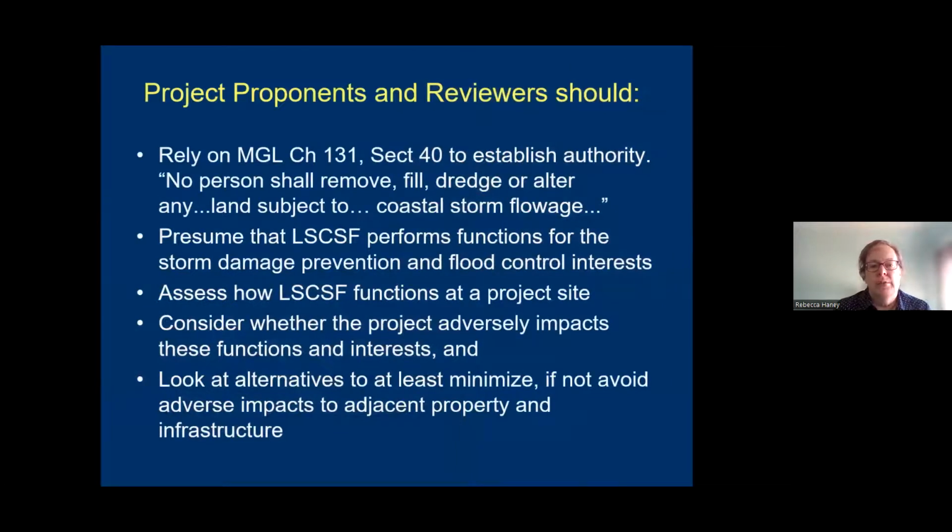So project proponents and reviewers should look at the regulations that establish the authority for land subject to coastal storm flowage as a protected resource area. You need to presume that it is significant to storm damage prevention and flood control, and assess how it functions at the project site. So look at the flood zones, and we're going to walk through a couple examples of that, but you need to look at the functions and whether it has waves or moving water, what the functions are, and consider whether a potential project would adversely affect those functions and interests, and look at alternatives to at least minimize, if not avoid, those impacts so that we don't cause other damage.